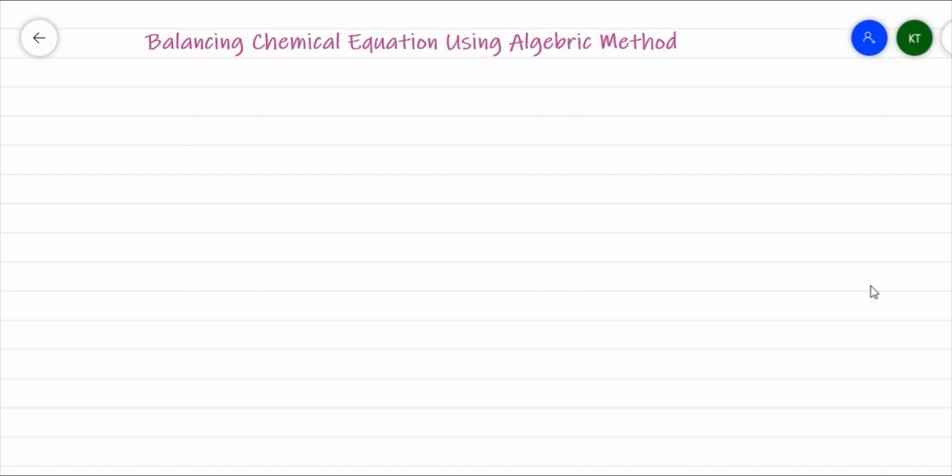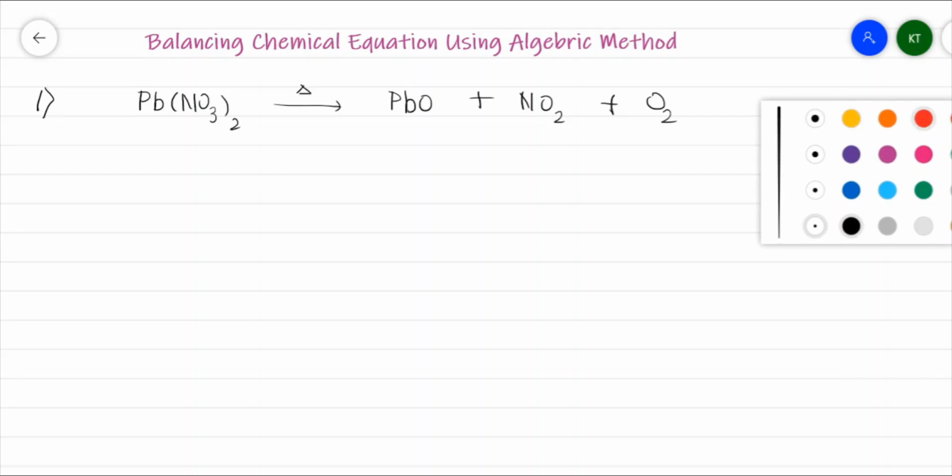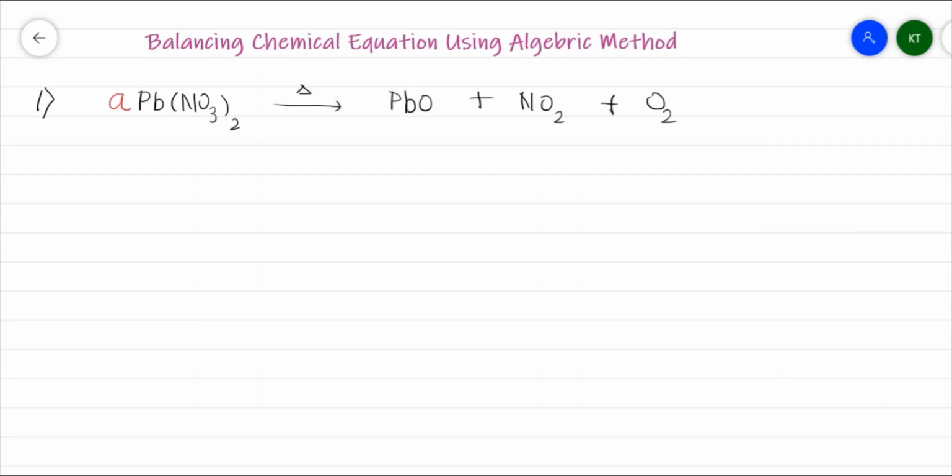So let me take the first equation to balance, that is action of heat on lead nitrate. So I have lead nitrate, Pb(NO3)2. When heated, it decomposes to give me lead oxide plus nitrogen dioxide plus oxygen gas. Now I need to balance this equation, so I have to assume some coefficients. Let me assume coefficients: a for Pb(NO3)2, b for PbO, c for NO2 and d for O2. Now my job is to find out the values of these a, b, c, d.